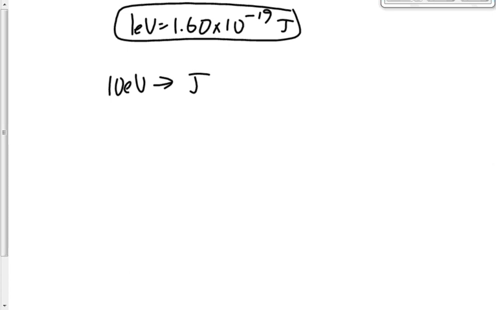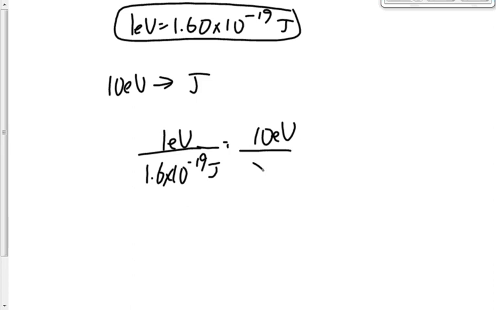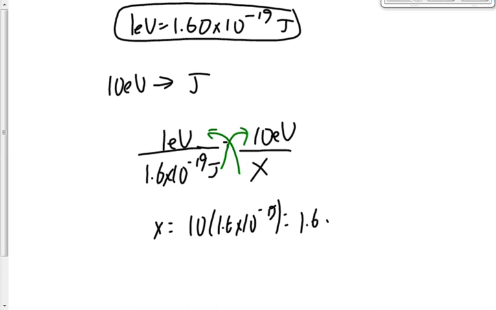1 electron volt is equal to 1.6 times 10 to the minus 19 joules. We're told that on our data sheet. We're just kind of reformatting that, right? 1 over 1.6 is equal to 10 electron volts over x joules. We would take the x up by multiplying. We'd take the 1.6 up by multiplying. And we'd end up getting x is equal to 10 times 1.6 times 10 to the minus 19, which gives me 1.6 times 10 to the minus 18 joules.